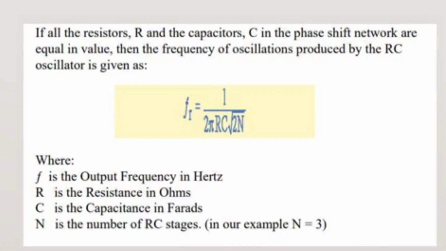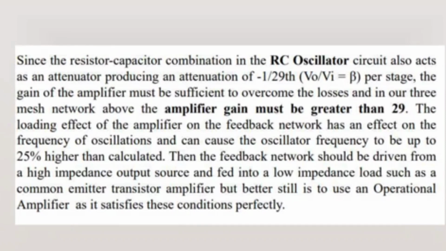If all the resistors R and the capacitors C in the phase shift network are equal in value, then the frequency of oscillation produced by the RC oscillator is given by f is equal to 1 by 2 pi RC root of 2N, where f is the output frequency in hertz, R is the resistance in ohms, C is the capacitance in farads, and N is the number of RC stages. Here N is equal to 3.